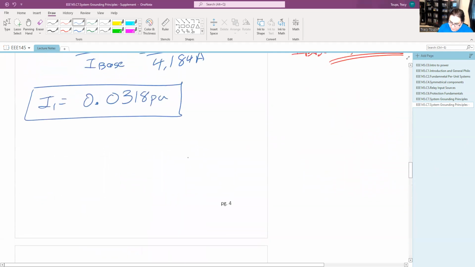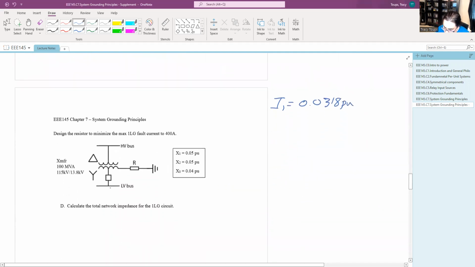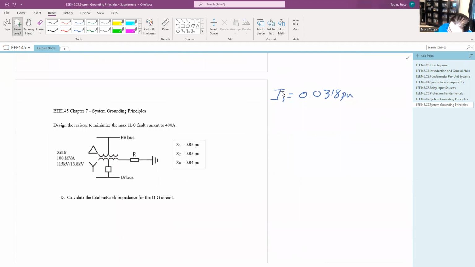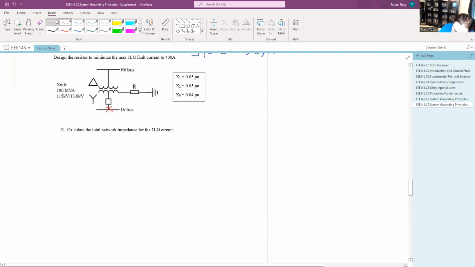So let's actually remember some numbers. I'm going to write right here, I1 equals 0.0318 per unit. It's very important to keep. Okay, so let's bring that over with us. Just put it up here. Remember, we're pulling a fault right there. Now, calculate the total network impedance of one single line to ground circuit. So if you remember, our circuit originally, oh, I just covered that number up already.